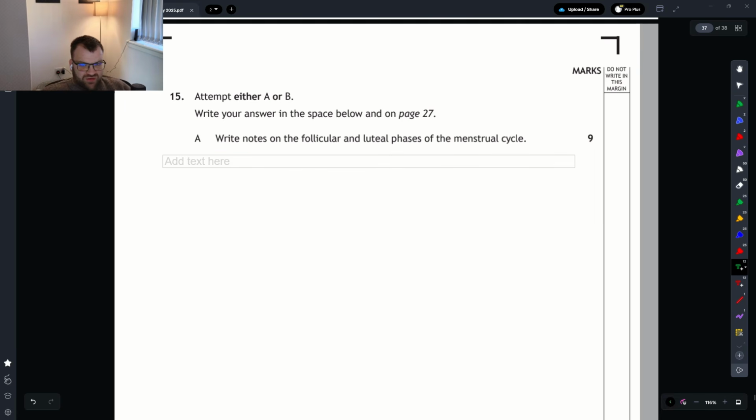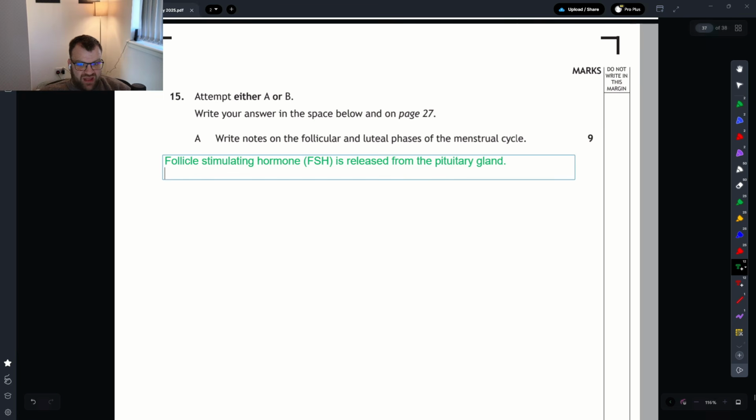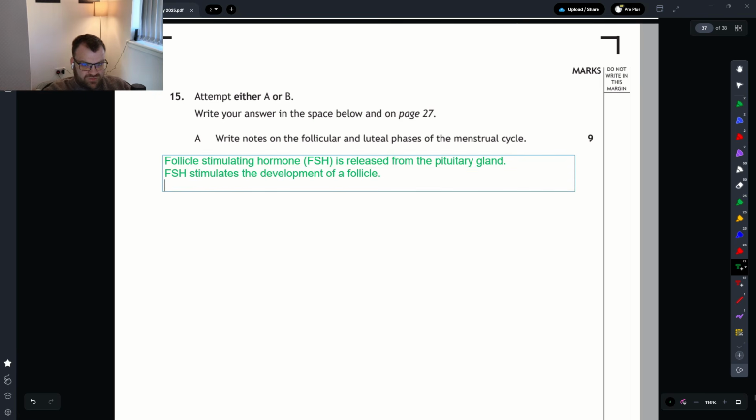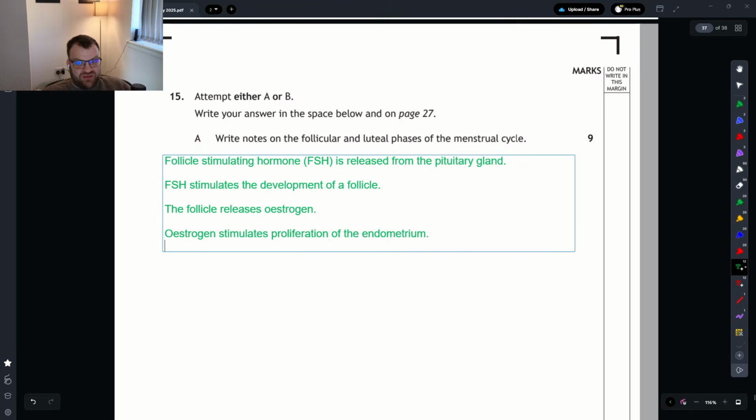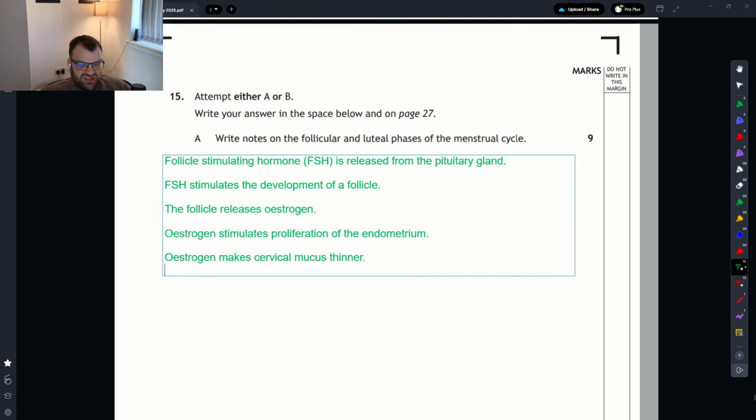Okay, so we're going to write notes on the follicular and luteal phases of the menstrual cycle. Starting off in the follicular stage, FSH is released from the pituitary gland. Follicle stimulating, its job is to stimulate the development of the follicle. Next bit. The follicle then releases estrogen. Estrogen has two effects. It helps cause the endothelium to develop, the lining of the uterus. It also is going to make the cervical mucus thinner, which then makes it easier for the sperm to make its way towards the eggs.